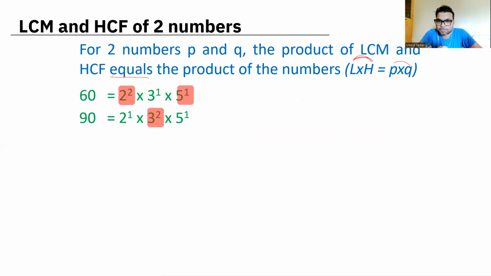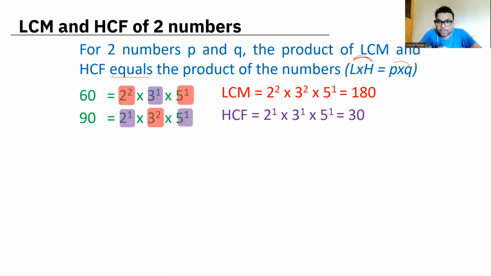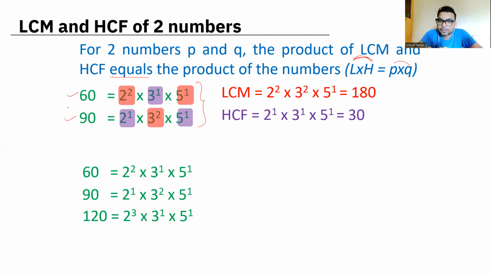So we chose highest powers. So LCM is 2 square into 3 square into 5, that is 180. HCF, we choose lowest powers. Remember, 2 raised to 1, 3 raised to 1, 5 raised to 1. And now if you see carefully, if I multiply HCF and LCM, don't you feel all the factors will be getting multiplied? In short, both these numbers only will be getting multiplied.